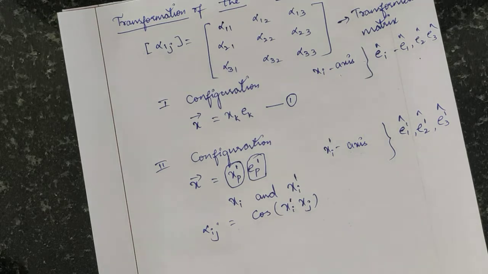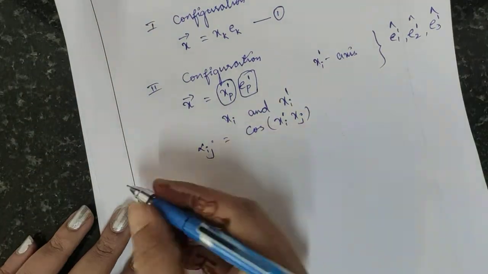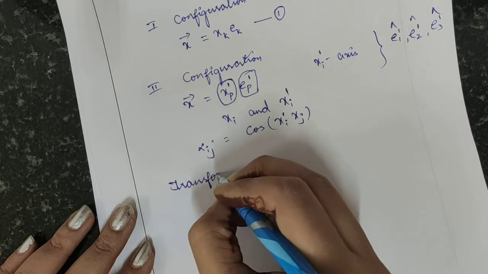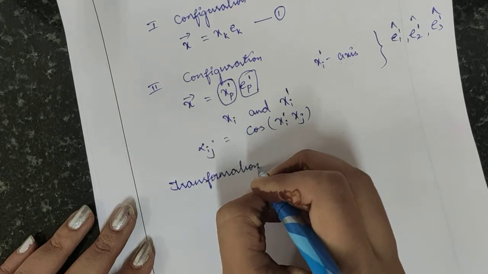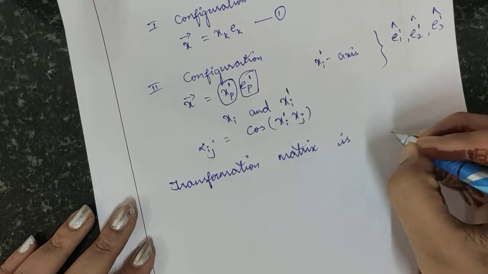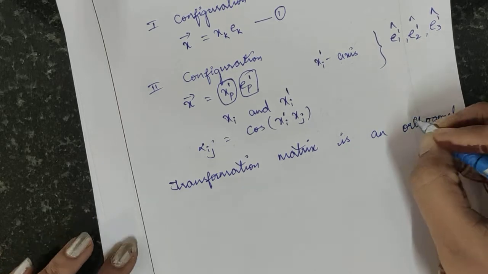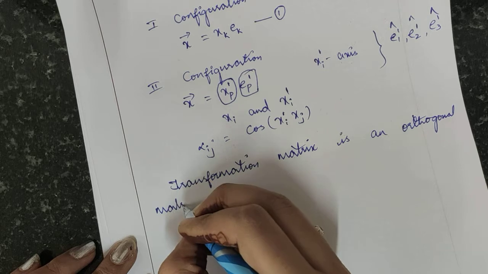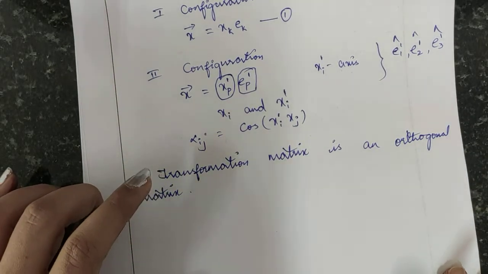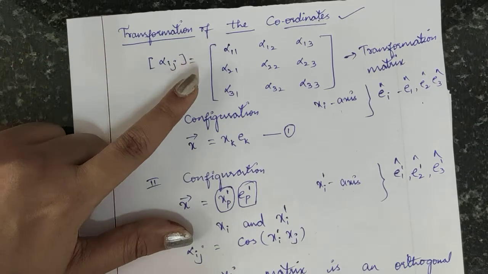So now the theorem says that we have to prove that the transformation matrix is an orthogonal matrix. This is the statement of the theorem. We have to prove that the transformation matrix is an orthogonal matrix. This is my transformation matrix.